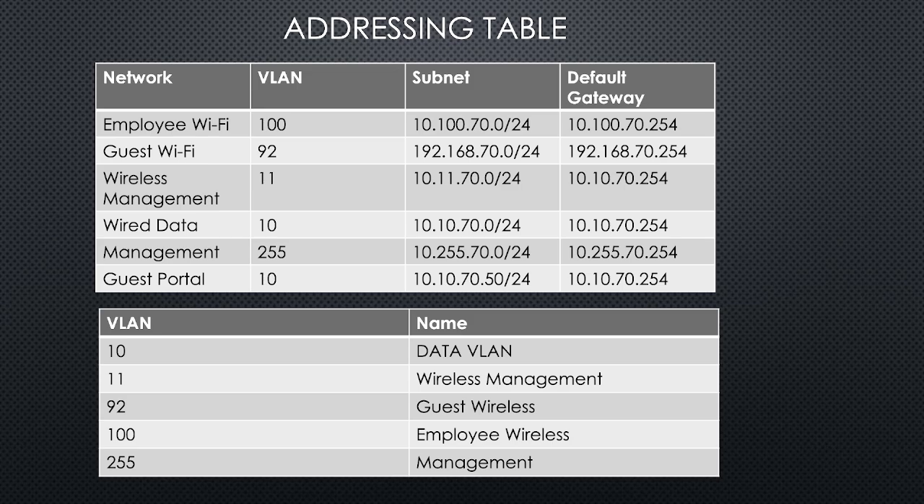And if you take a look up at the addressing table here, I put the guest portal in our wired data VLAN and I gave it its own address. I did decide to keep the scheme that we were using in our previous labs where we put our group number in the third octet just to make it a little easier for me to identify.